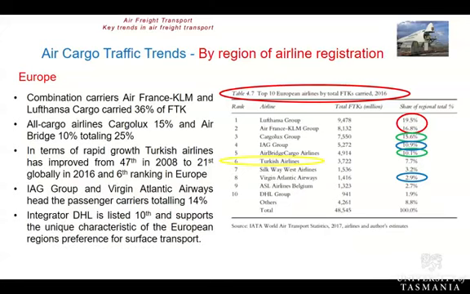And another difference from Asia is the fact that DHL, an integrator, is also in the top 10 of those particular airlines that we see there, despite the fact that Europe has got that strong preference to use truck traffic when it possibly can.